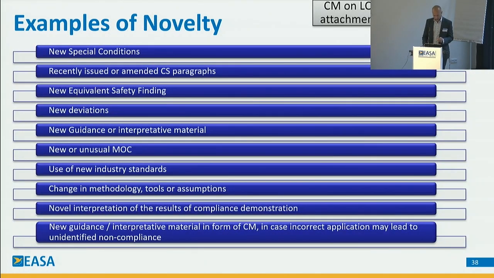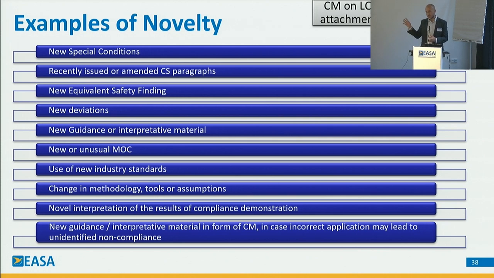You will see here some examples of novelty. I think I mentioned most of them, but if we want to go through them: if there is a new equivalent safety finding, if there is a new deviation that you have never applied, if you're applying new industry standards that are outside your recent experience, that should be marked as novel. Of course, this is always something that we can discuss. If you have any doubt, you can make the first proposal. It will be reviewed by us, and then we can see how it develops. But it's important that we receive your first assessment.